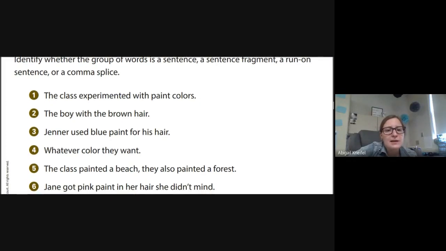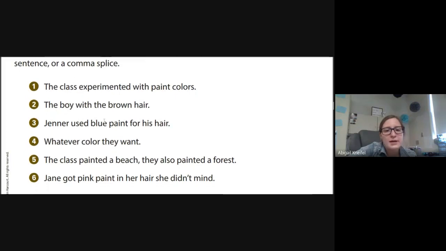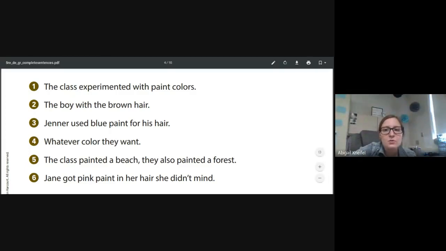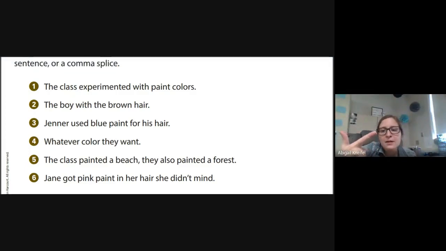Number three, Jenner used blue paint for his hair. In your mind, think, what's the subject? Who's it about? And is there a predicate? Did they do something or are they going to do something? What is number three? Sentence, sentence fragment, run-on, comma splice.